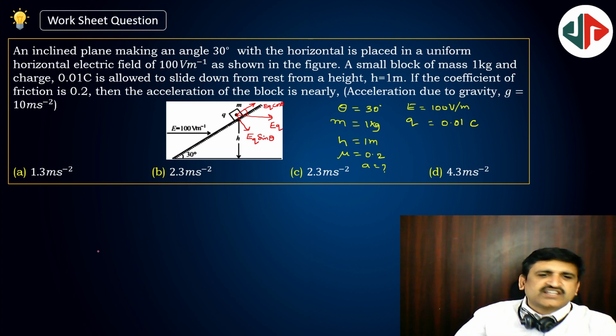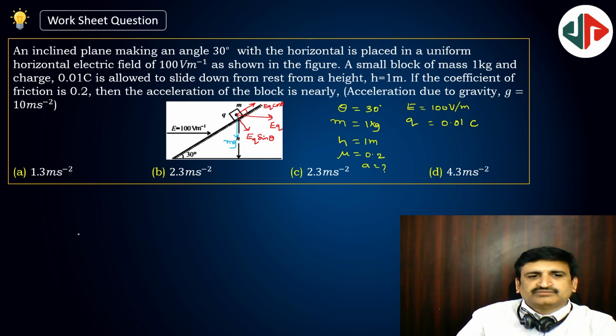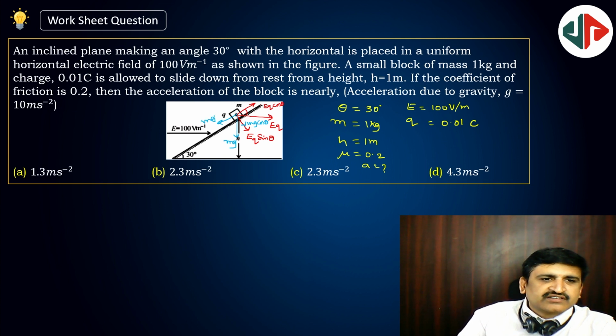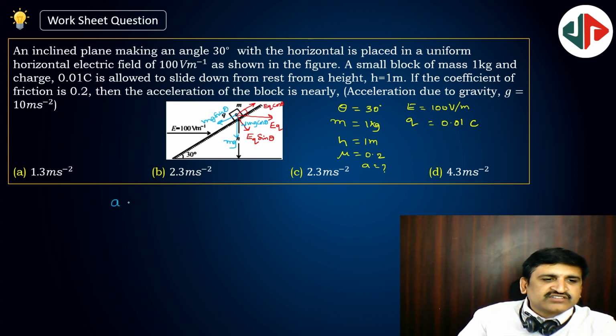The mg resolution is as usual. I'll do it with blue color. This is mg, and this will be mg cos theta. This will be mg sin theta. What is he telling? What is the acceleration? Allowed to slide down. So acceleration a is equal to, friction will be upwards, like that you can take.